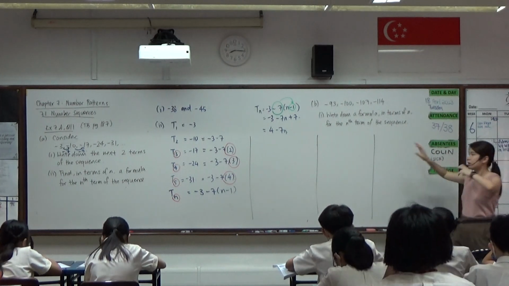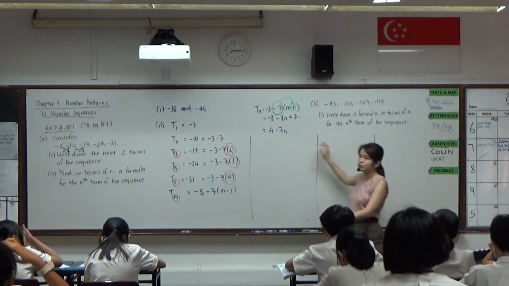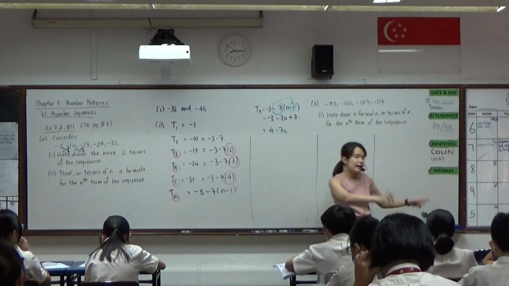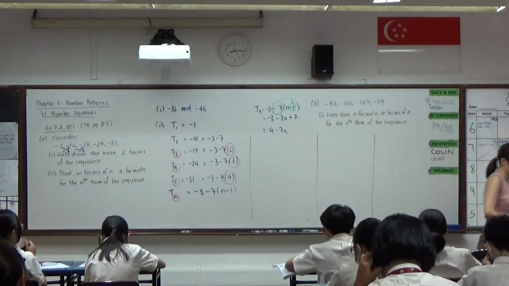When you're ready, keep your columns over here. I want 3 people to come out to present, 1 from each group. Anybody will do, just 1 person will do.